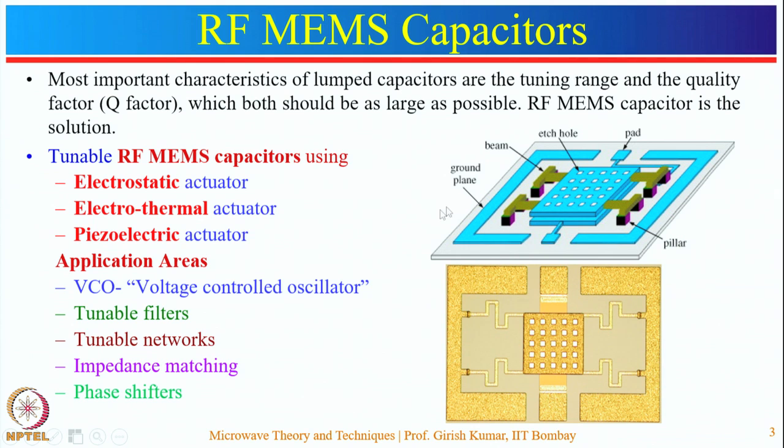One of the common structures of this type is the comb structure, where the resonance frequency is controlled by changing the length of the comb structure and the spring constant of these structures. Now, these capacitors can be used in a variety of application areas like voltage control oscillators, tunable filters, tunable networks, impedance matching networks and phase shifters.